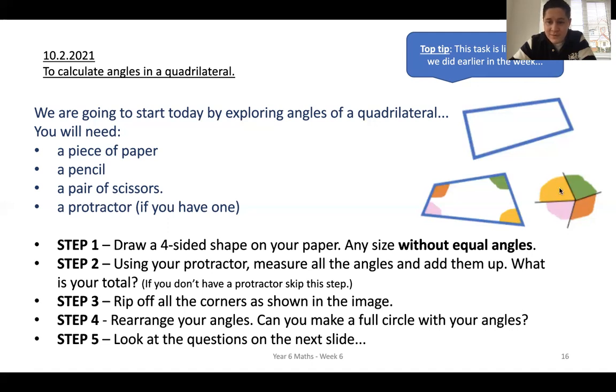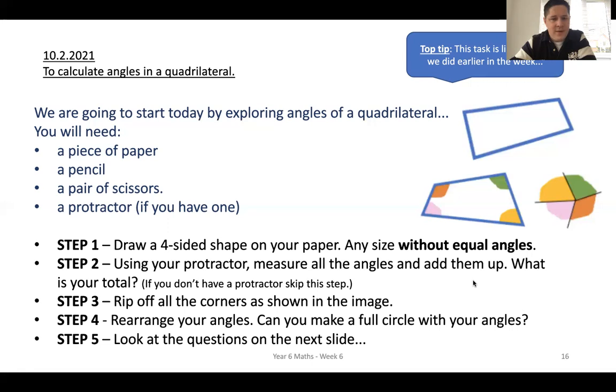And when they've ripped them up and they've put their angles together, they've been able to make a complete circle, a complete rotation of angles around the point. It's almost like making a pizza, okay? And all the middle pieces coming together.